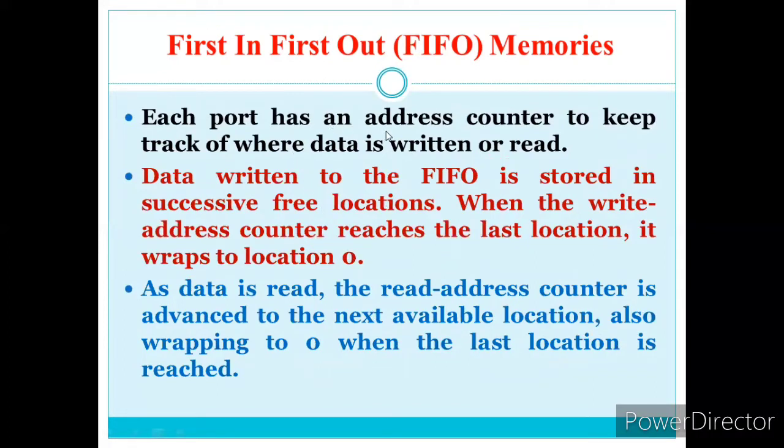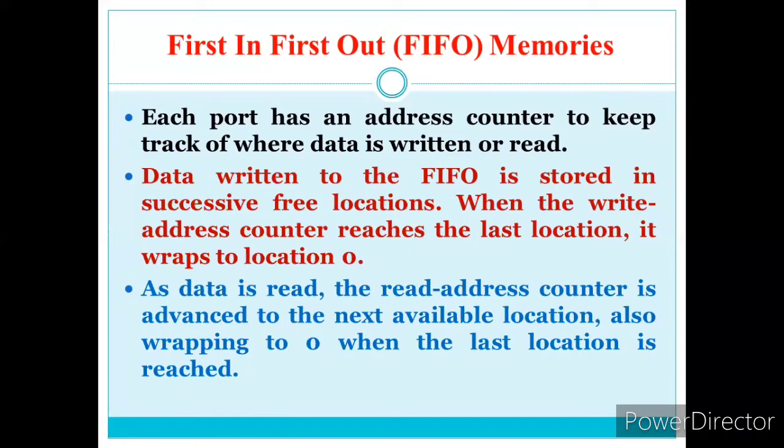So each port has an address counter to keep track of where the data is written. We have to do that because there are multiple ports, and we need to keep track of where the data is read or written. So we have a counter for that. Data written onto the FIFO is stored in successive free locations. When the write address counter reaches the last location, it comes back to location 0. That is, it wraps to location 0.